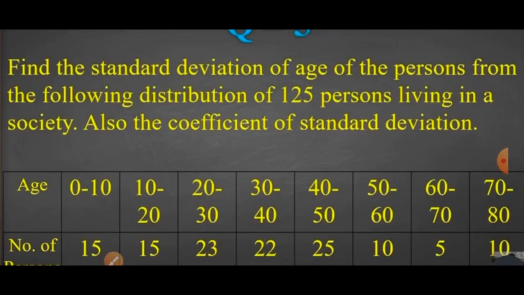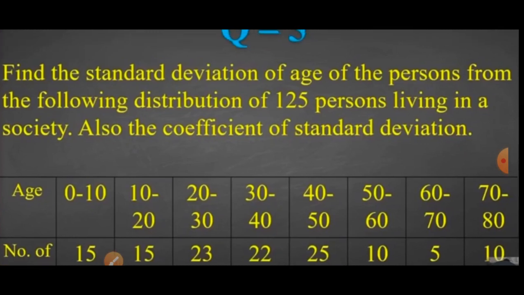40 to 50, 25 persons are there. 50 to 60, 10 persons are there. 60 to 70, 5 persons are there. 70 to 80, 10 persons are there. Here you have to find out coefficient of standard deviation. This sum is same as sum number 4.